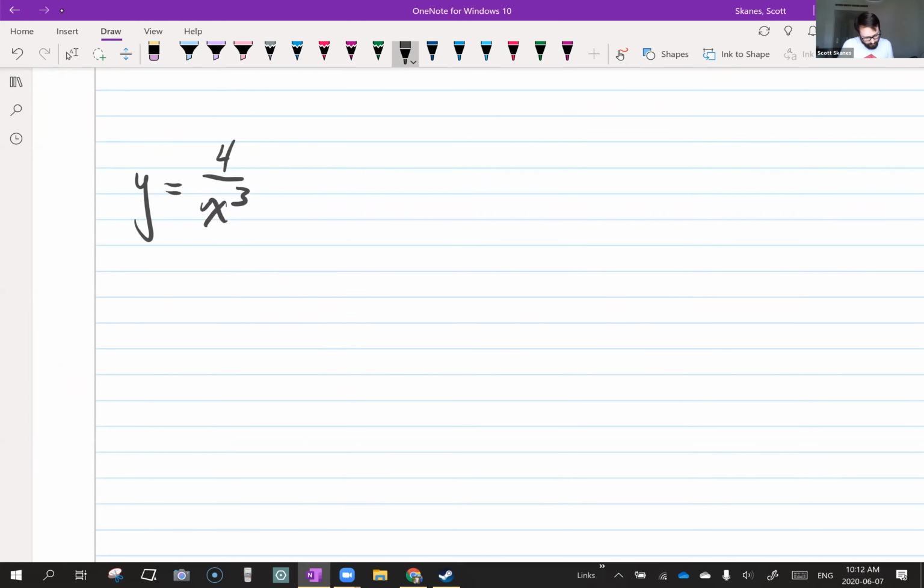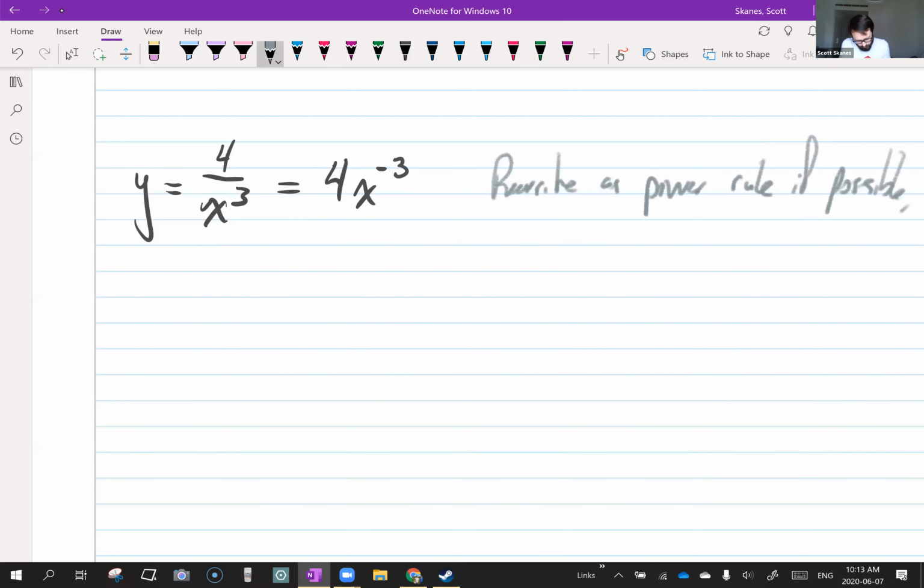Why don't you rewrite it to be this? 4x to the power of negative 3. And if we did that, we could avoid the quotient rule altogether. We wouldn't need to do the quotient rule. We could just do the power rule. So I'm going to say rewrite as power rule, if possible. We'll make it easy. Okay, it'll make it a little bit easier.